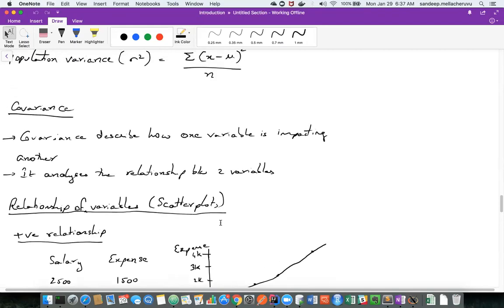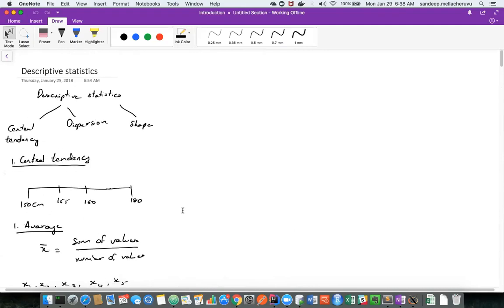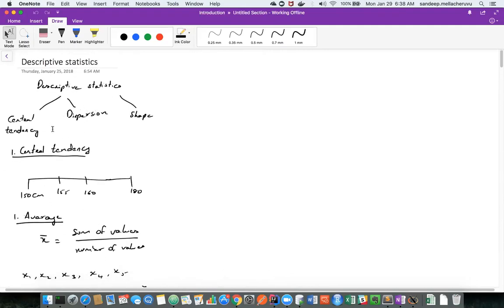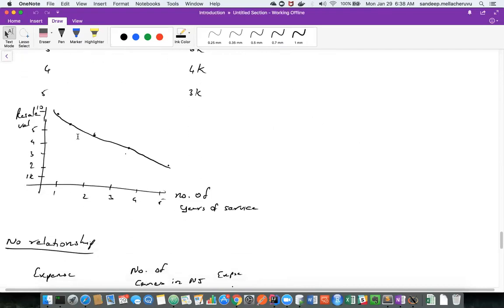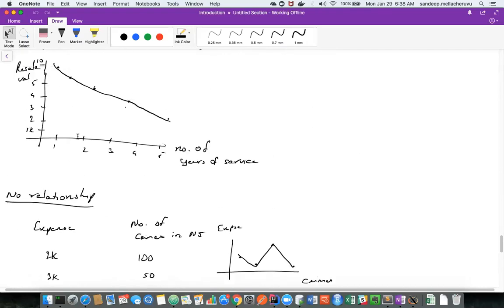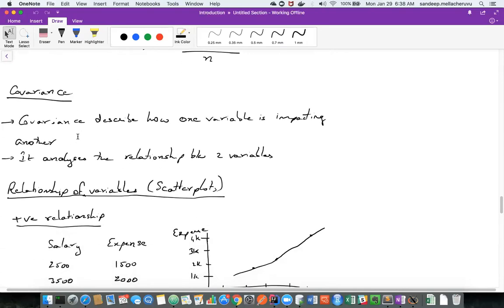The reason for introducing covariance here is that variance and covariance have a similar kind of formula, similar kind of properties. It's actually not related to dispersion, but since variance and covariance have a similar structure or formula, I tried to introduce it here itself. Okay. So the covariance is always about the relationship between two variables.